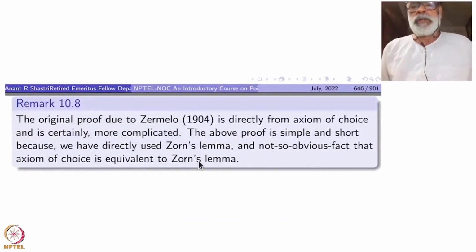As I told you, the original proof of Zermelo, which was proved in 1904, more than 120 years ago, is directly from the axiom of choice and is certainly more complicated. The above proof is simple and short because we have directly used Zorn's lemma and the not so obvious fact that the axiom of choice is equivalent to Zorn's lemma. If you try to prove Zorn's lemma using the axiom of choice, it will be again a horrendous task. So we have avoided that one.